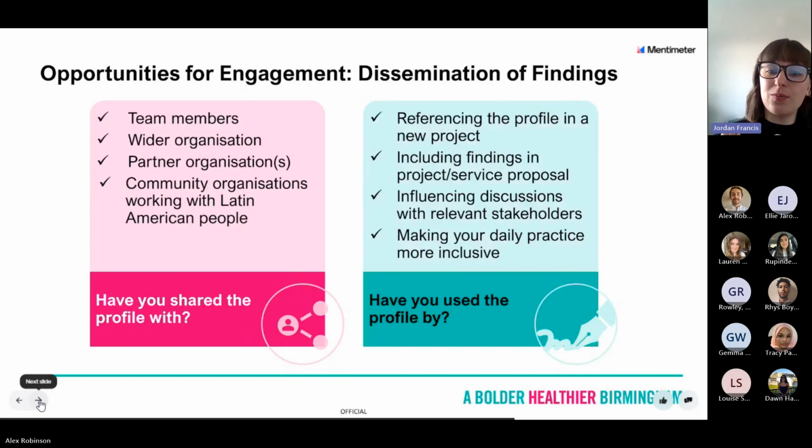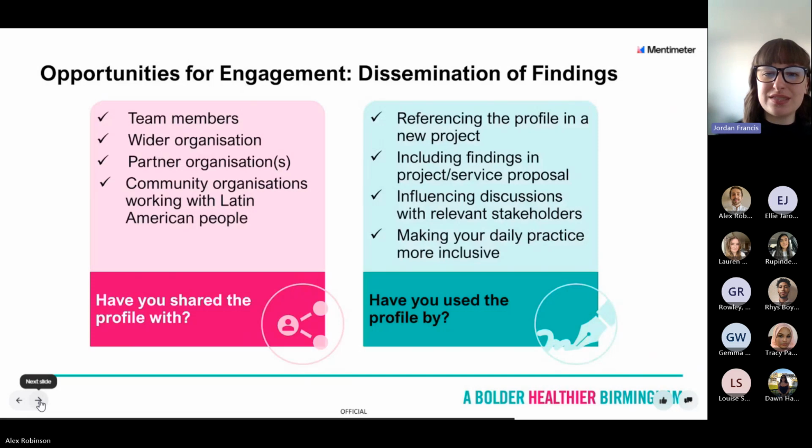So, for example, when making a new project or developing a service or a project proposal for Latin American populations, you can use the Latin American community health profile as a key piece of evidence to support what particular services are going to be needed, or what particular changes to services are going to need to be made to make them relevant and applicable to Latin American populations.